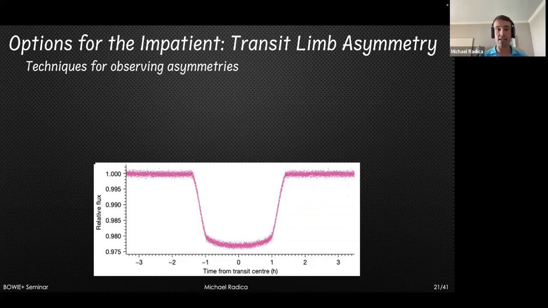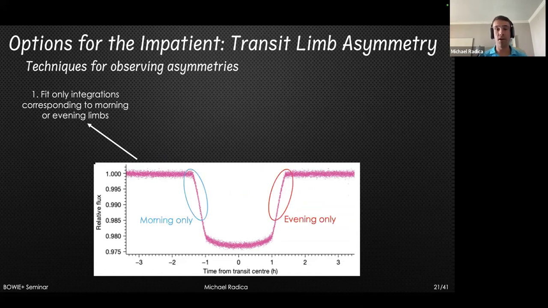There are three main techniques that I want to cover, and there might be more that I'm unaware of or I'm not going to focus on here, so I apologize if I miss your favorite technique. But the first one, and probably the simplest, is simply fitting only integrations that correspond to the morning and only integrations that correspond to the evening. So if we say that these integrations in ingress are for the morning, these integrations in egress are for the evening, and we fit only these integrations by themselves, then in theory, we can get out a transmission spectrum of the morning and a transmission spectrum of the evening.